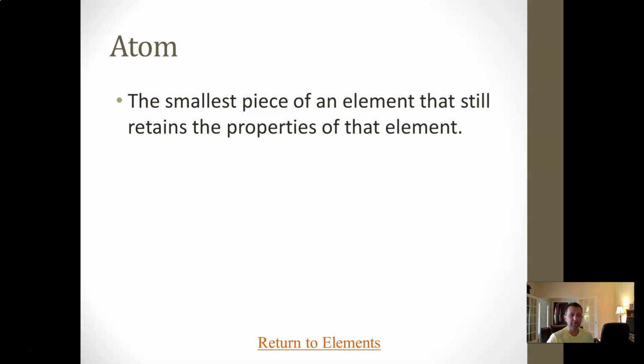So if you take that larger piece and keep cutting it in half and go as small as you possibly can, you're going to be left with 1 atom of silver. That 1 atom of silver has the same exact chemical and physical properties as the big hunk of silver that you started with. So that's the smallest piece of an element that still retains the properties of that element. It's the same color, same density, same texture, all that stuff. So that's what we want to look at here. These are the atoms. They're on the periodic table.